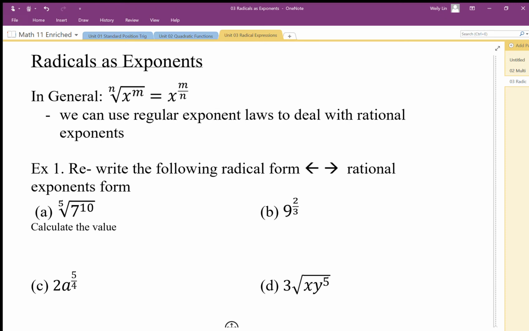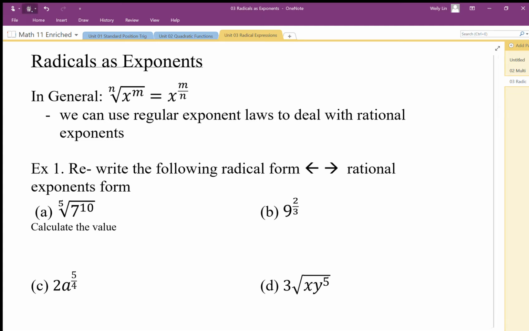So today we're looking at radicals as exponents. When we have a radical, we have the index of the radical, which tells us the root, and we have the exponent. Since radicals and exponents are essentially the same thing because they are inverses of each other, we can express them together. We express this as one exponent, where the numerator of the exponent represents the power and the denominator represents the root.